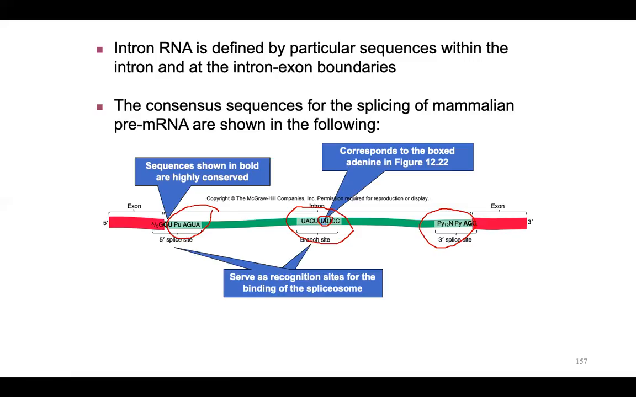Okay? So the consensus sequence for the splicing of mammalian pre-mRNA is shown here. I don't expect you to memorize them. My main point for this one is that there are some sequences in the introns which the spliceosome can detect to recognize as an intron, so that we can remove this intron.